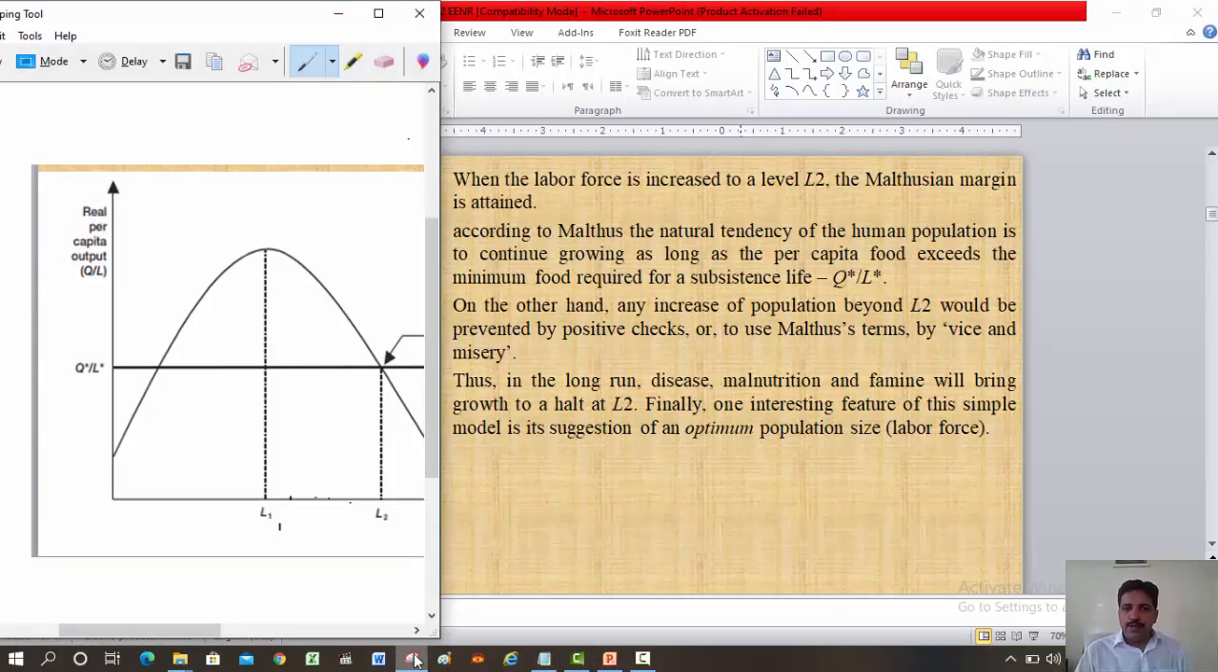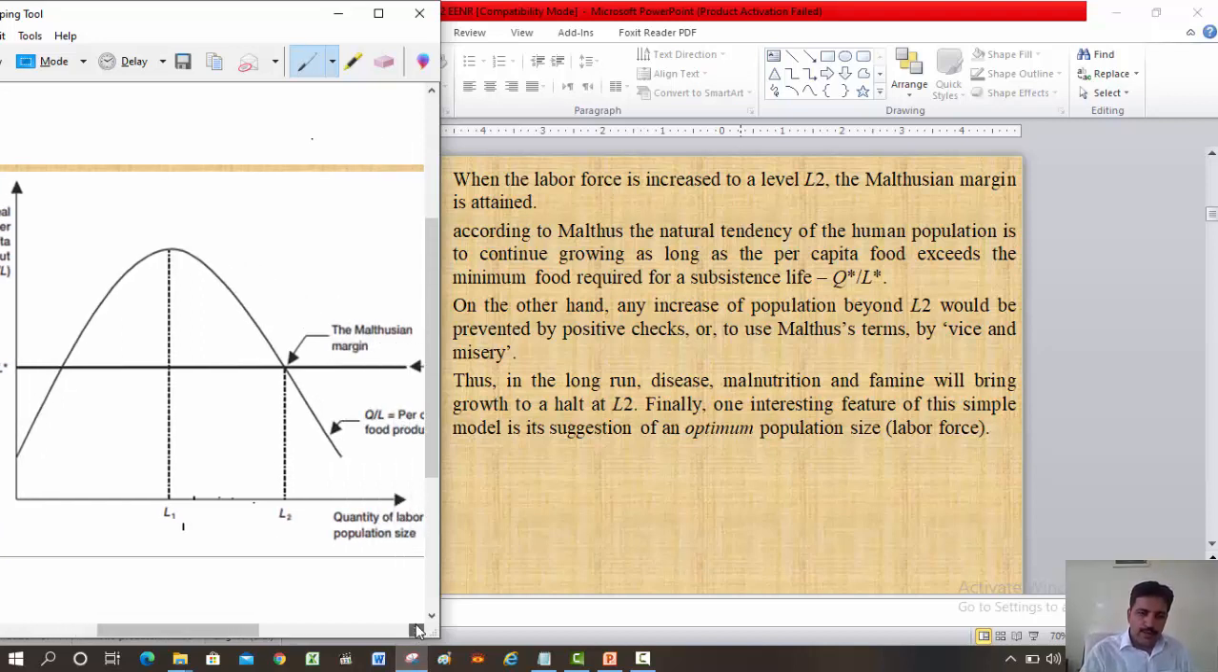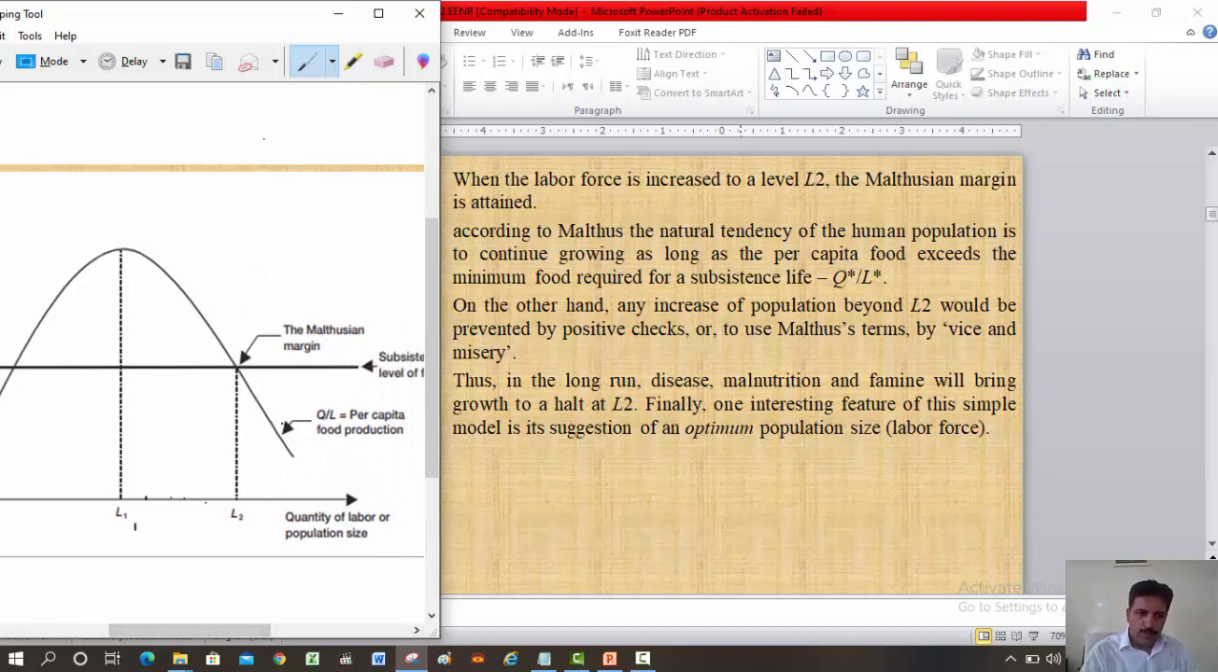When the labor is increased beyond level L2, we see that the per capita food output decreases with the increase in the population. According to Malthus, the natural tendency of human population is to continue growing as long as the per capita food exceeds the minimum food requirement for subsistence level, that's Q star by L star, the ratio of Q star to L star. On the other hand, any increase of population beyond L2 would be prevented by positive checks.